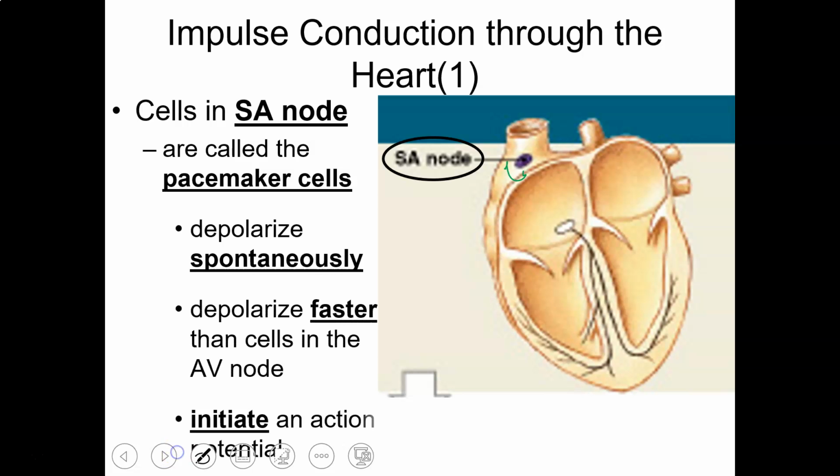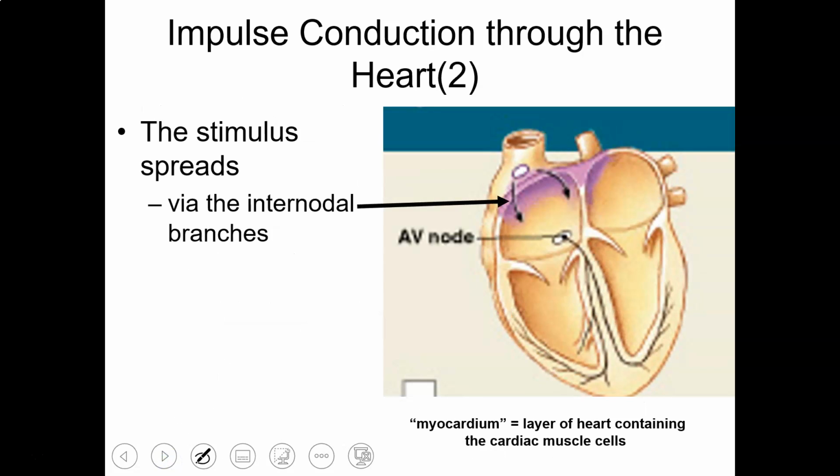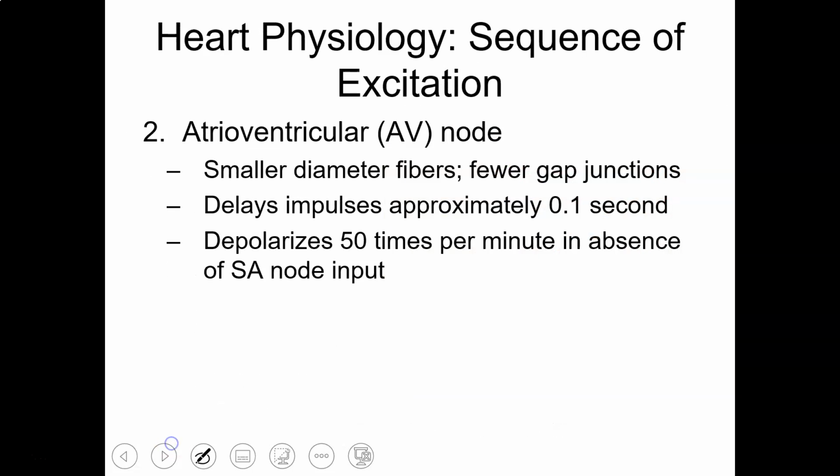And that impulse is going to travel around the atria and then collect back here at the atrioventricular node. Now, once it gets to the atrioventricular node, it's going to slow down. There's not as many gap junctions, and the fibers are smaller, so we get a delay.